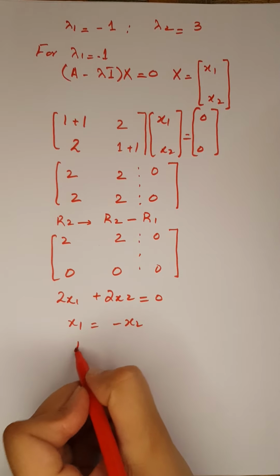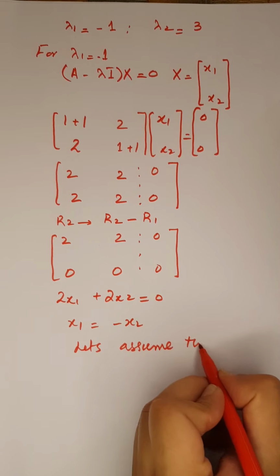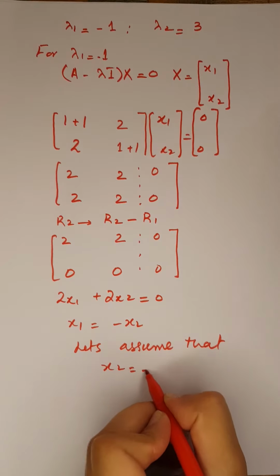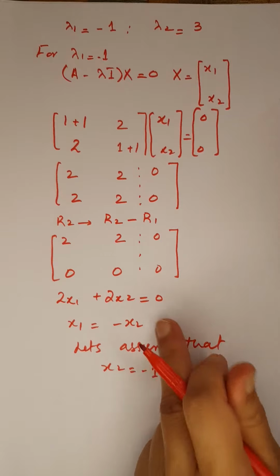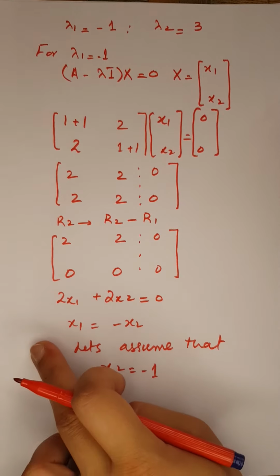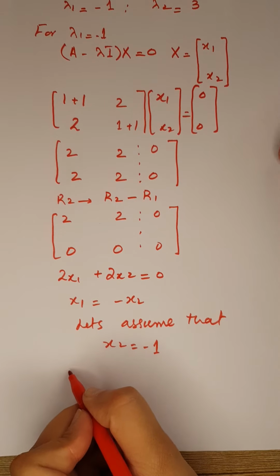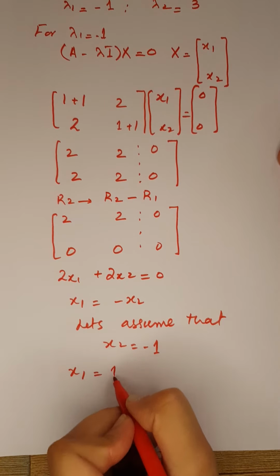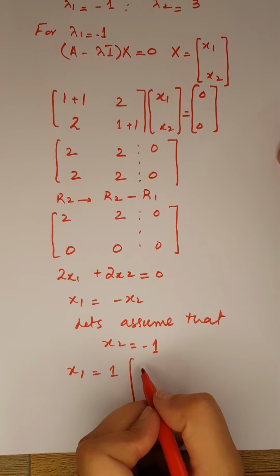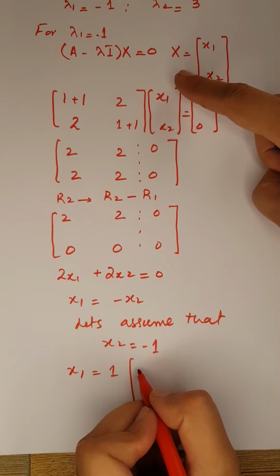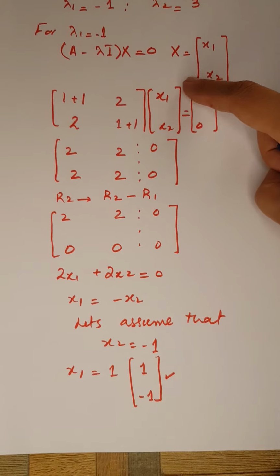of x2. Let's assume that x2 is equal to minus 1, just to eliminate this negative sign. You could have also chosen some positive value of x2, but it would have resulted in a negative value of x1, so it's totally up to you how you choose. So x1 will be equal to 1. So the first eigenvector corresponding to lambda 1 is equal to minus 1 is x1 equal to plus 1, while x2 is equal to minus 1. This is your first eigenvector.